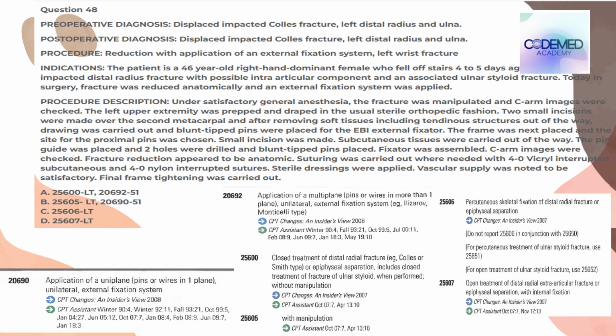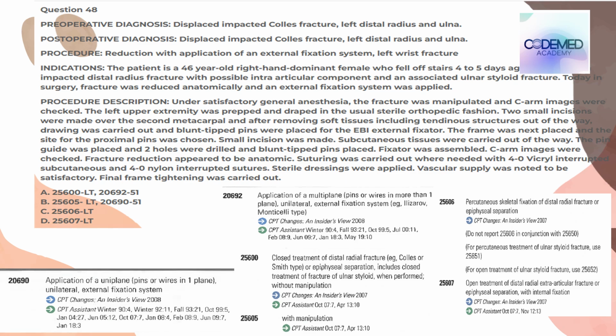Now we need to check between 25600 and 25605. It is a closed treatment of the distal radial fracture, for example Colles' or Smith type, or epiphyseal separation, including closed treatment of the fracture of the ulnar styloid, when performed without manipulation. In our case, they have said the word reduction, that means the manipulation did happen. So I am going to zero down on the code 25605.